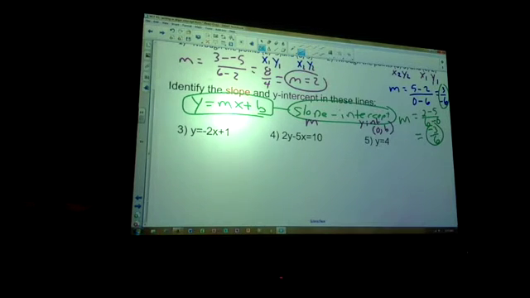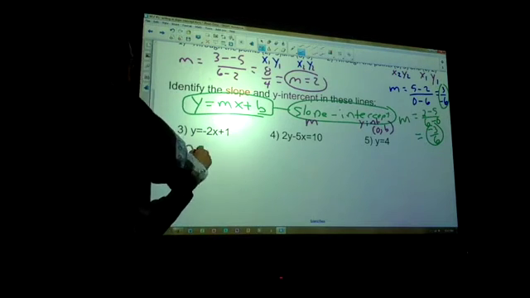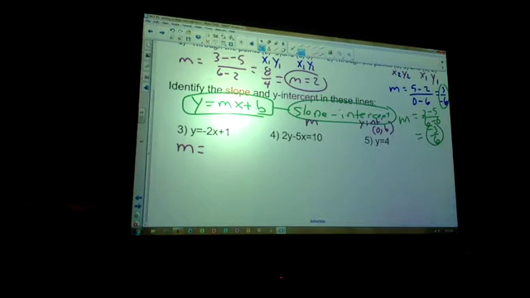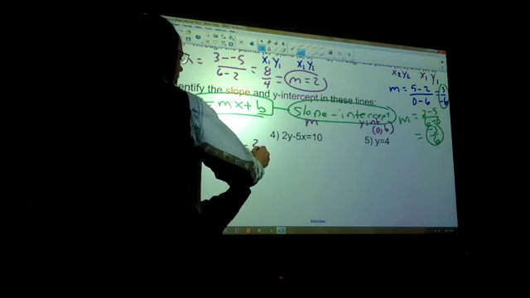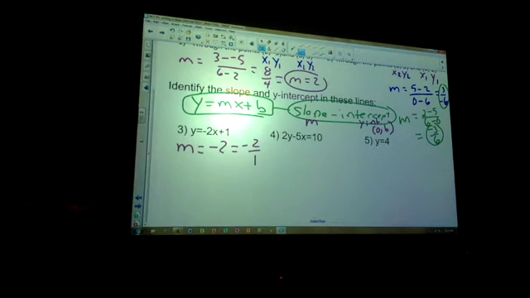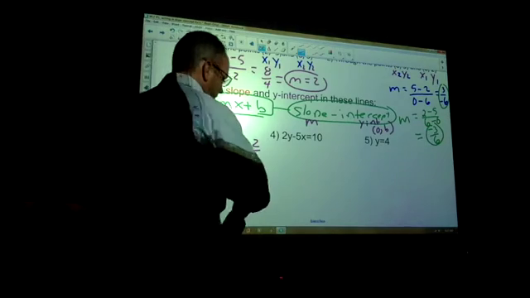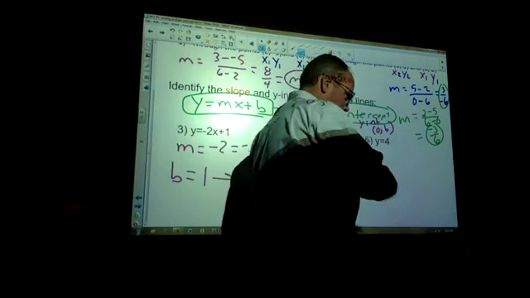All right. What is my slope of number 3? Negative 2. We could also have it as negative 2 or negative 2 over 1. It's your choice how you want to have that written. Or you could have it as 2 over negative 1 if you wanted to. What is my b value? 1. So what is the point? 0, comma 1.